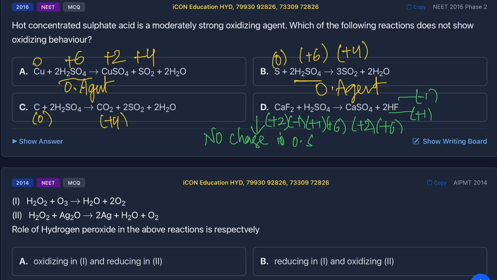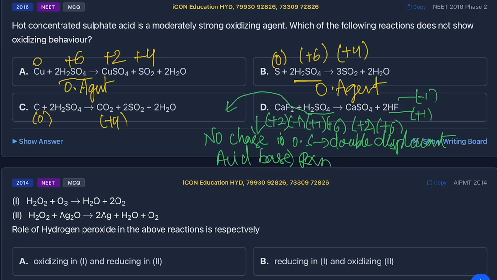So this is a double displacement acid base reaction. This is not a redox reaction, because there is no change in oxidation state. Here H2SO4 does not show oxidizing behavior. In options A, B, and C, H2SO4 acts as an oxidizing agent and shows oxidizing behavior, but in option D it is not showing the oxidizing behavior.